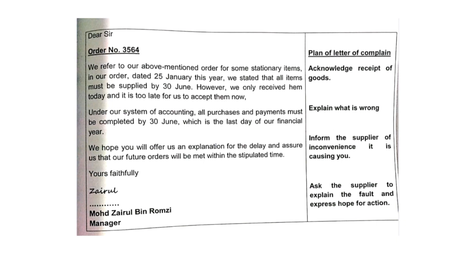Acknowledge the receipt of goods. We refer to our mentioned order for some stationery items in our order dated 25th January this year. We stated that all items must be supplied by 30 June. However, we only received them today and it is too late for us to accept them now. Itu. Under our system of accounting, all purchase and payment must be completed by 30 June, which is the last day of our financial year.